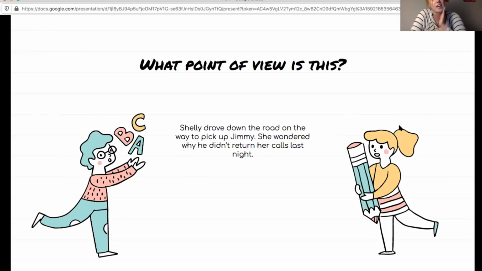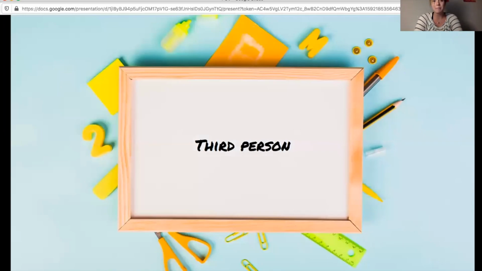And who's the main character? Whose thoughts? I'll give you a hint here. Whose thoughts are we seeing? Yeah, we're seeing Shelley's right here. So we know that Shelley is the main character, and this is a third person point of view. Great job, guys. You crushed it.